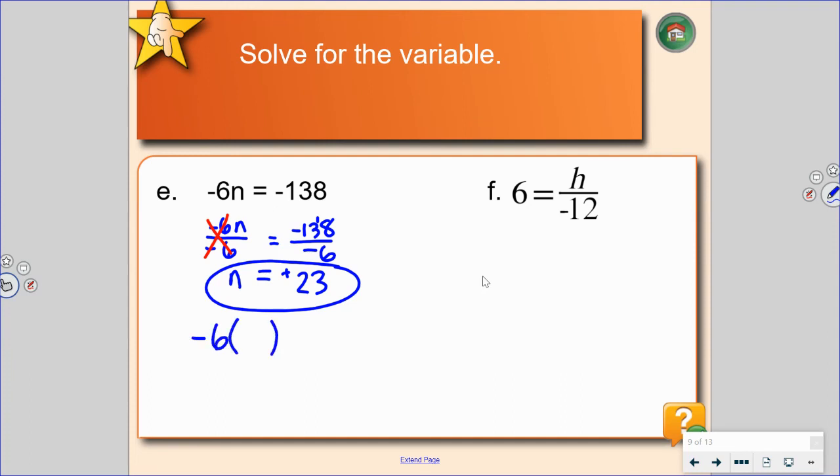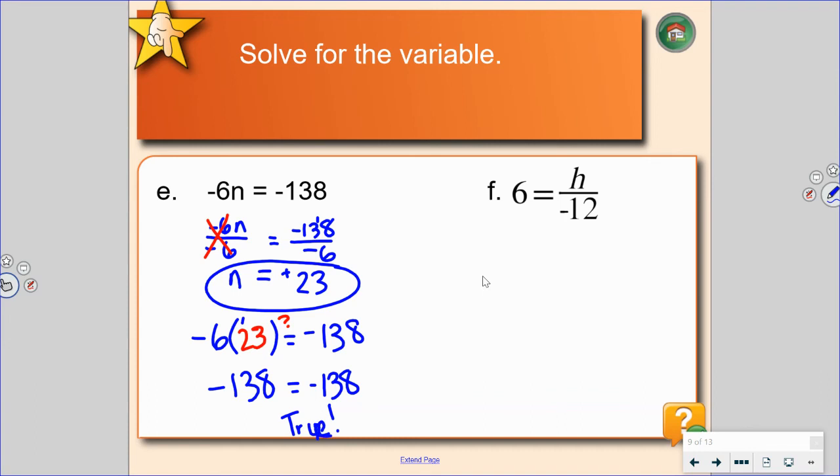Rewriting the equation, substitute in 23. 6 3s is 18, carry the 1. 6 2s is 12, plus 1 is 13. The opposite of all those positives being negative. And we see a true statement once again. Anybody can come up with an answer, but a solution is a number or numbers that makes a statement true.